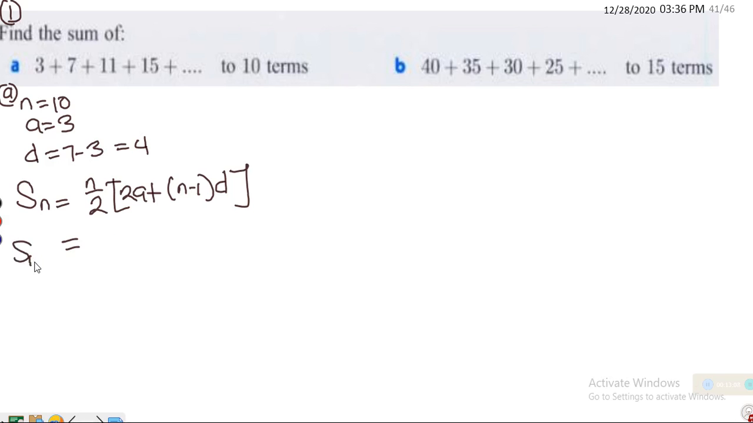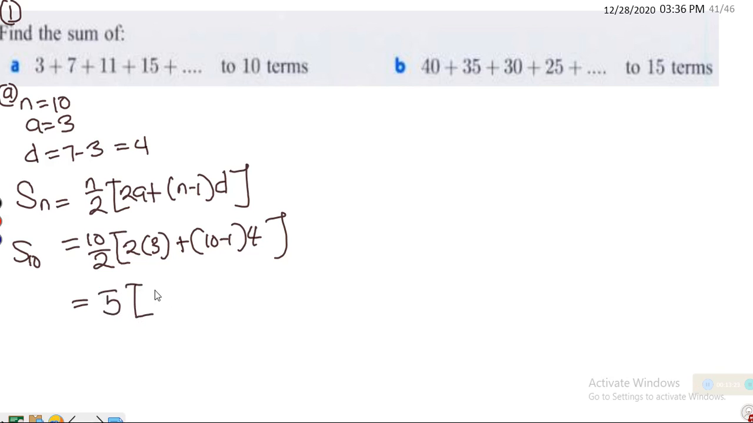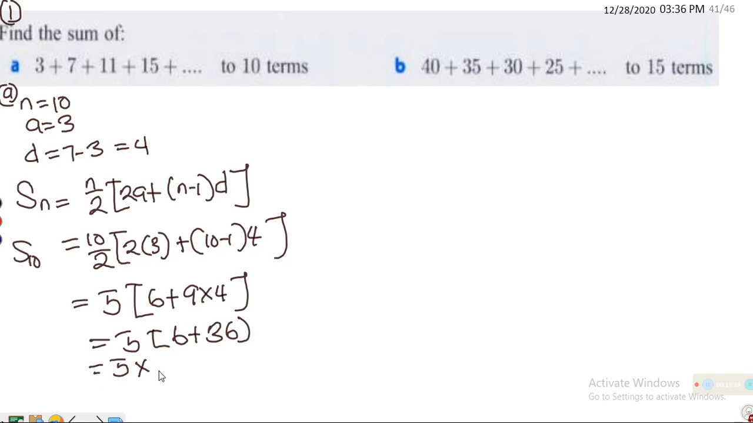So therefore S10, we are looking for the sum of n. So this is S10 equals 10 over 2 bracket 2A plus (10 minus 1)d, where d is 4. So we can solve that to be 5 times (6 plus 9 times 4), which is 5 into (6 plus 36), and that will give us 5 times 42, which is 210. So S10 equals 210.